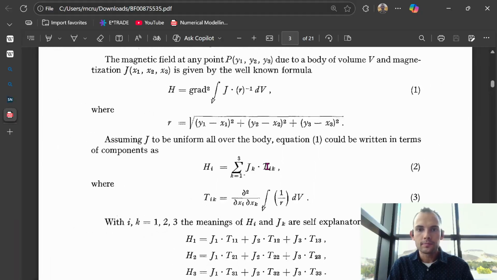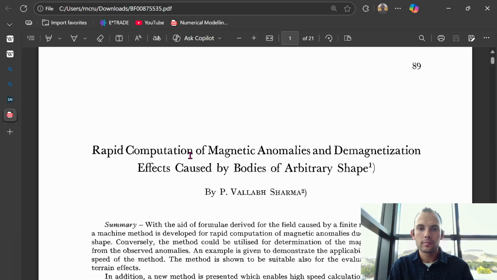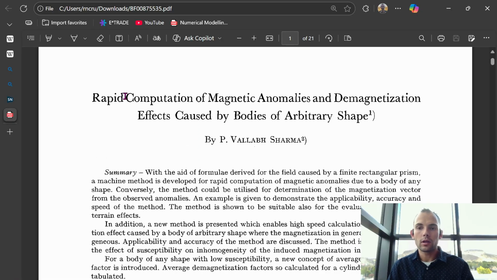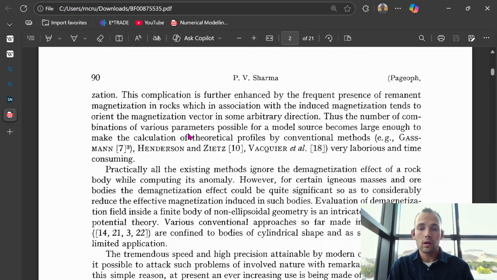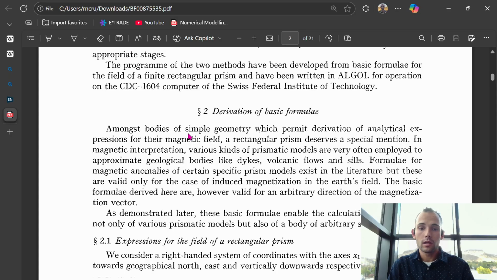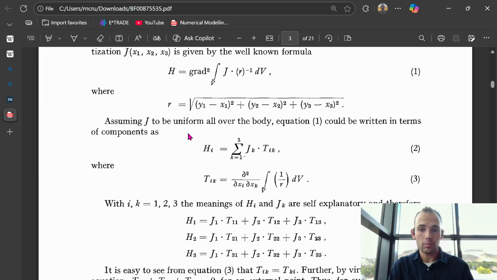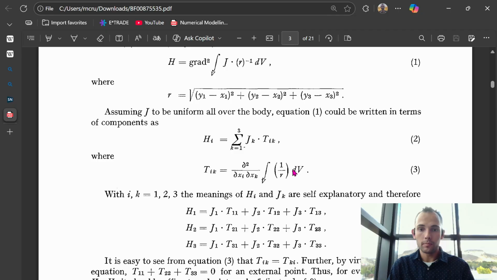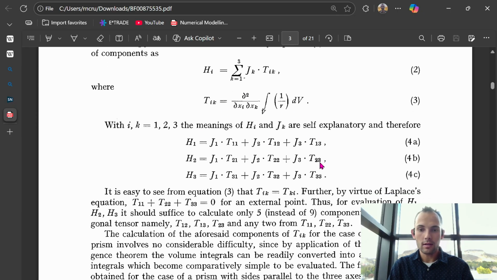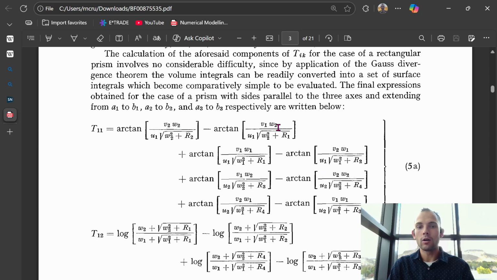So, Sharma's interested in computing magnetic anomalies and the demagnetization values for arbitrarily shaped objects. And what he starts with is little cubes, exactly the problem we're doing. Here's a Green's dyadic tensor. Maybe some of you recognize that from your earlier lectures. Oh, and here's those disgusting arctangents that we're evaluating now.